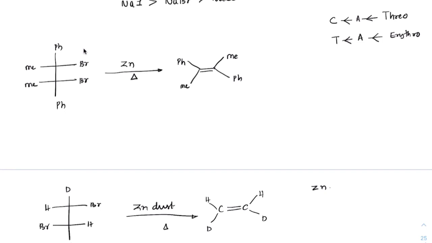Zinc is going to provide electrons. The more powdered the form, the more surface area it can occupy. So zinc can occupy more surface area, which means it can easily attack the groups where it has to remove this bromine. So instead of metal, zinc dust is always favored.